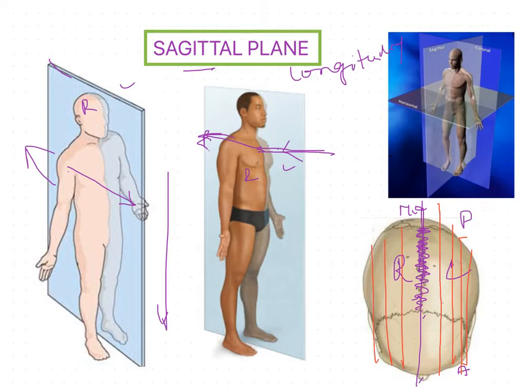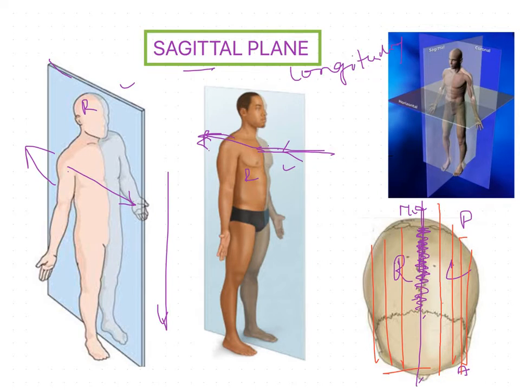If you cut the body in the parasagittal plane, it will not give two identical halves. It will give unequal parts. That means if you cut on the left side, you will get a bigger right part and a smaller left part. Two unequal parts will be obtained. So another term related to the sagittal plane is the parasagittal plane.